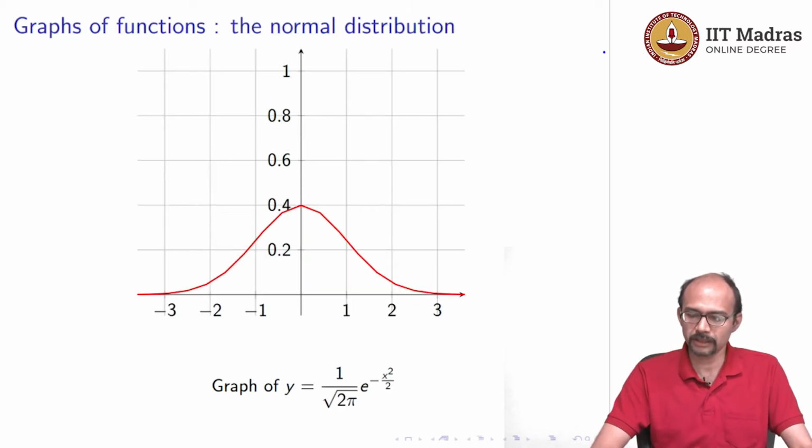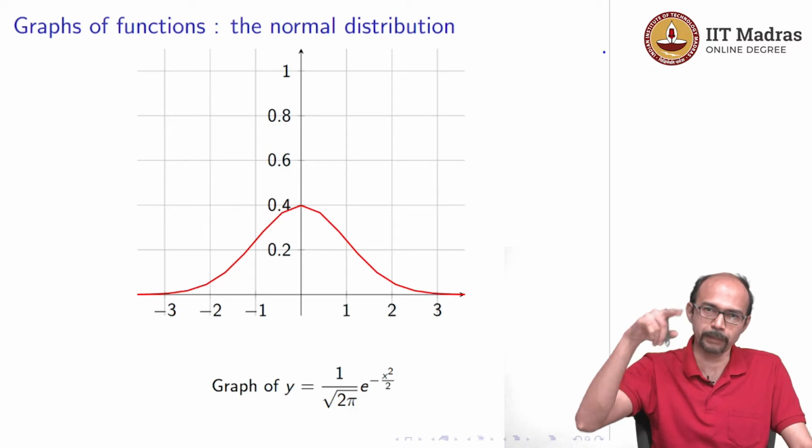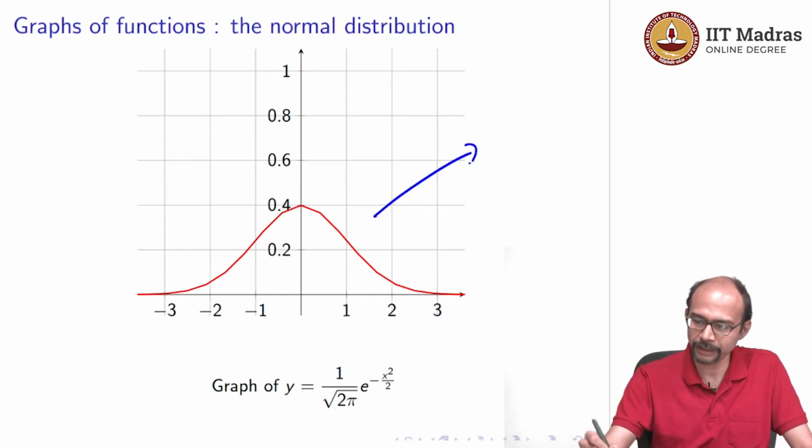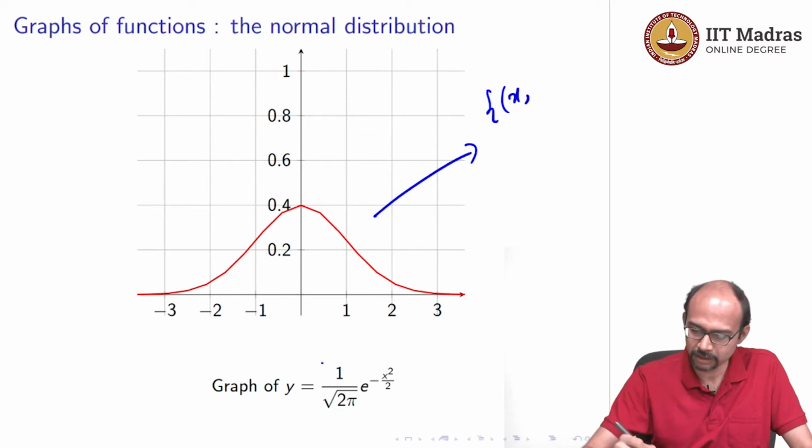And this is another interesting function. So this is the graph of y is equal to 1 over root 2 pi e to the power minus x squared by 2. This is often called the bell curve because it looks like a bell, and this corresponds to something called the normal distribution in statistics, which you will certainly come across in your other course. Okay, so I hope it's clear what a graph of a function is. And here, for example, we have plotted the points x comma 1 over root 2 pi e to the power minus x squared by 2.